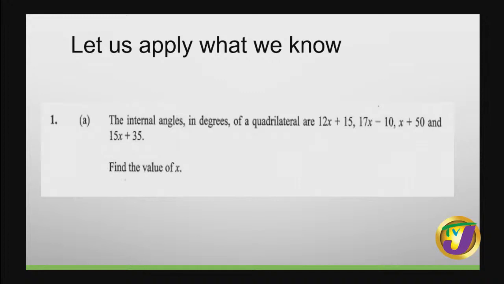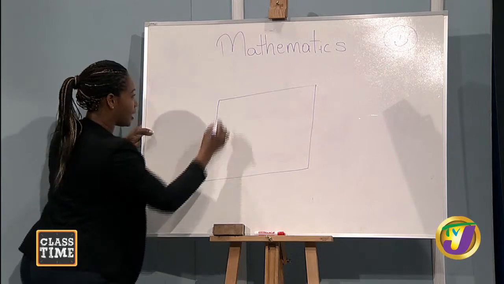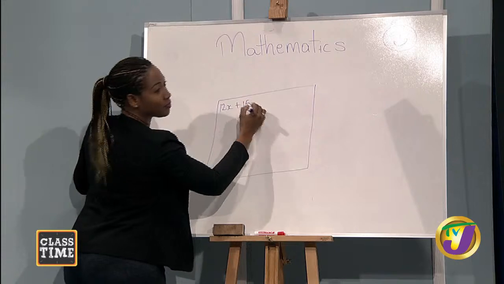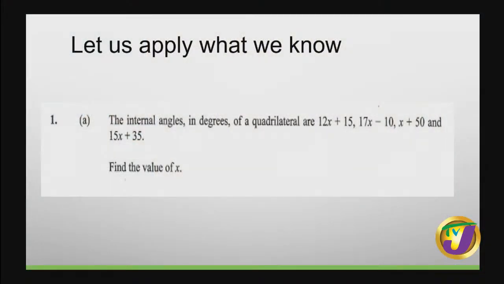So I'm going to have 12x plus 15. I'm just trying for you to understand what the question is saying and how algebra can be used to solve various questions. So we have one angle is 17x subtract 10, another angle is 12x plus 15, and then we have x plus 50, and then the last angle is represented by the expression 15x plus 35. So they have used 4 different expressions. Let me just make that much bigger for you to see exactly what I'm saying. I do apologize. So 12x plus 15, then you have 17x subtract 10, and you have x plus 50, and then the last angle represented by the expression 15x plus 35.